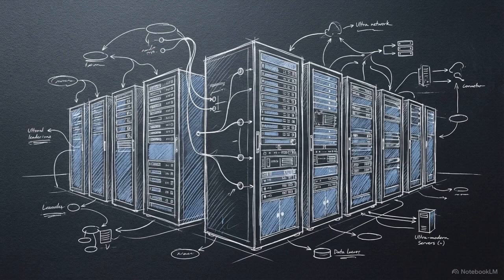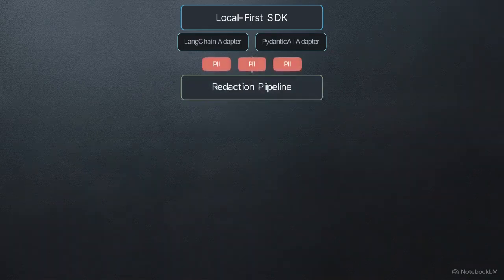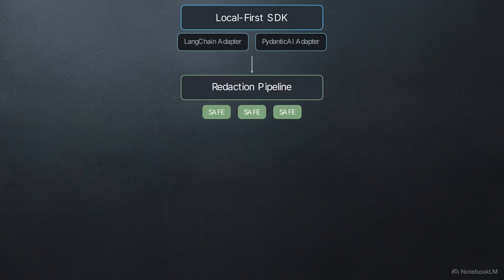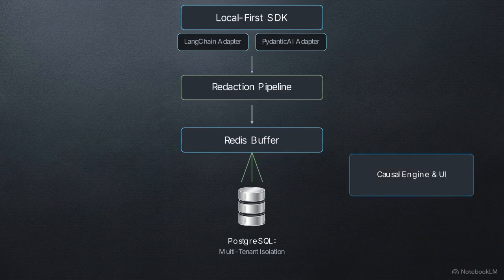Implementing these workflows requires a physical architecture built for enterprise environments. The Local-First SDK integrates via framework adapters for LangChain and Pydantic AI. Data enters a redaction pipeline, actively scrubbing PII before persistence. Clean data routes through a Redis buffer to handle high-volume telemetry safely. Finally, PostgreSQL enforces strict multi-tenant isolation. From this secure storage, the causal engine and UI query structured data to render causal graphs and power time travel. This architecture ensures privacy is never compromised for observability.